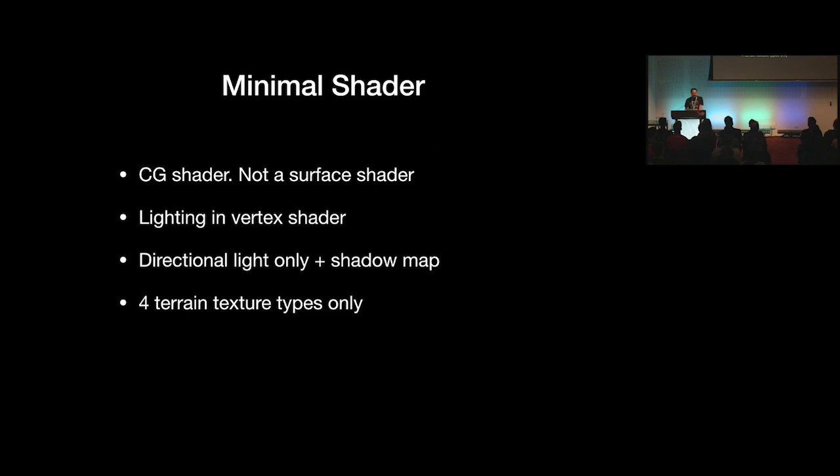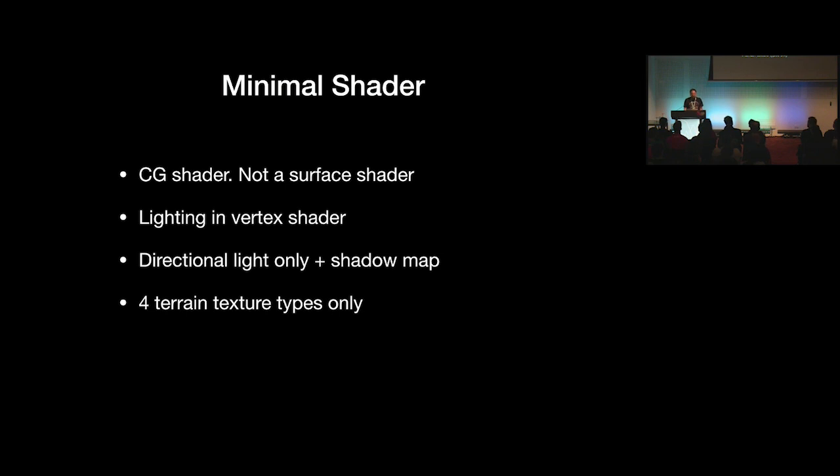So the terrain shader is very, very minimal. It's a CG shader, and it's not a surface shader. And lighting, as you know, is mostly done in the vertex shader. We only support one directional light plus a shadow map. And only four types of terrain textures, like grass, rock, sand, and stuff. This is pretty much how all basic terrain shaders work. So we just cut everything down to a bare minimum.